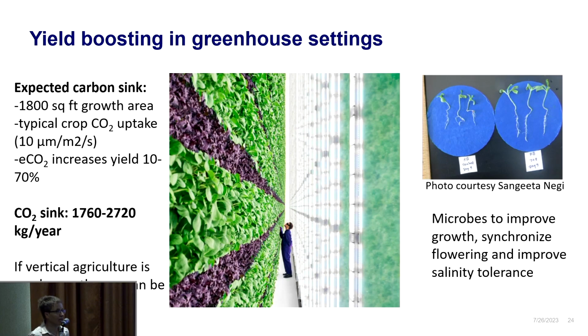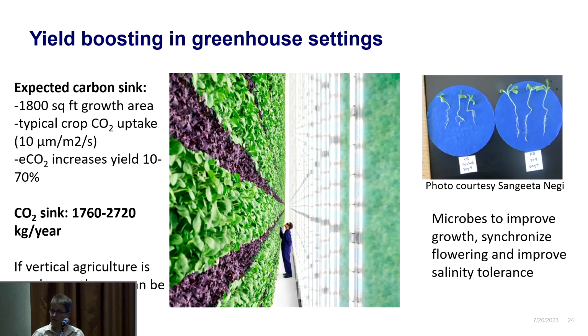If we look at the potential of what this could actually do, I calculated for a very small greenhouse, 18 square feet, just what people could have. Basically, if we have a typical crop CO2 uptake rate of about 10 micromoles per square meter per second, and they grow crops all year round with that surface area, this increased CO2, anything between 600 to 1200 ppm, could increase the crop yield by 10 to 70%. So we could create a sink of 1.7 to 2.7 tons of CO2 in a year.